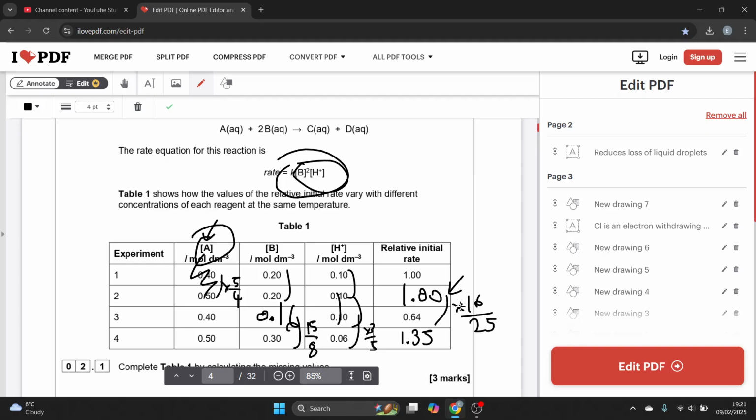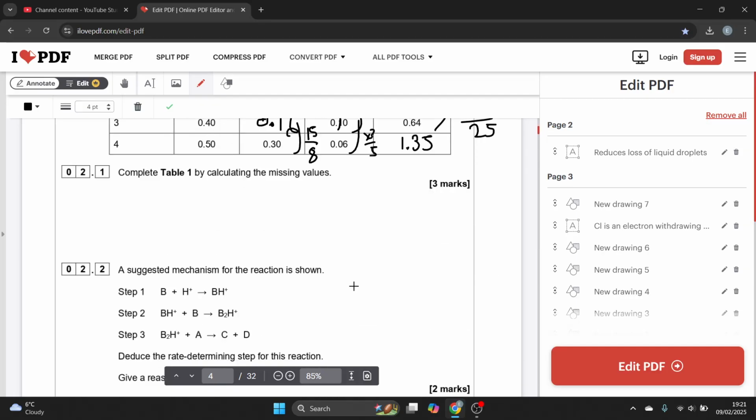And then for 3 to 4, 0.10 to 0.06 times by 3 over 5. And then 0.16 to 0.30 times by 15 over 8. But remember, B is squared, so 15 over 8 squared times by 3 over 5, and then do 0.64 times by that to give you 1.35.